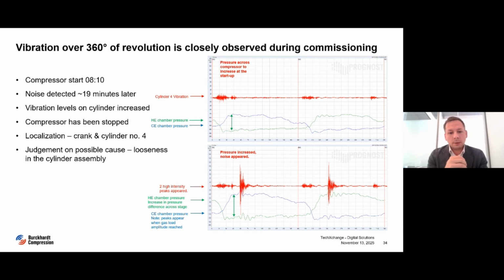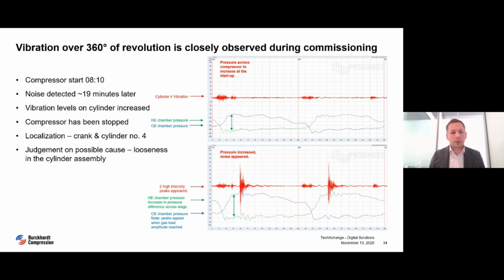But having a system at hand during the commissioning, we could quickly pinpoint and localize that the high vibration was coming from a particular crank, number 4, from the cylinder. And with the information assembled, we could also make a judgment about a possible cause. This is related to the increase in pressures, so looseness of certain components was suspected. The next decision was to inspect specifically this crank and open the cylinder on the machine.